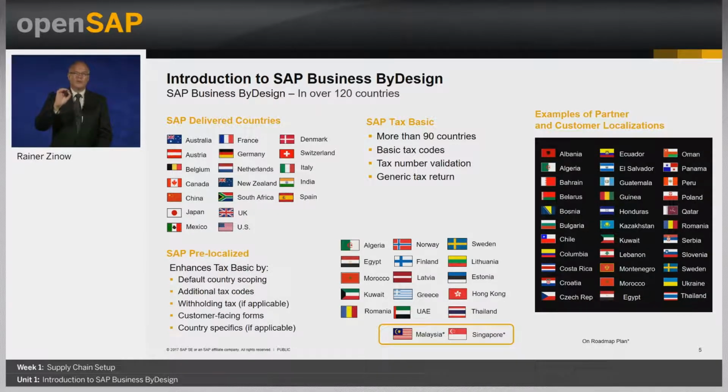So you can also build out country versions which SAP does not support. That is also the reason why, and I checked it this morning, ByDesign today is used in 123 countries. So it has a global reach, and you can extend it as you go.